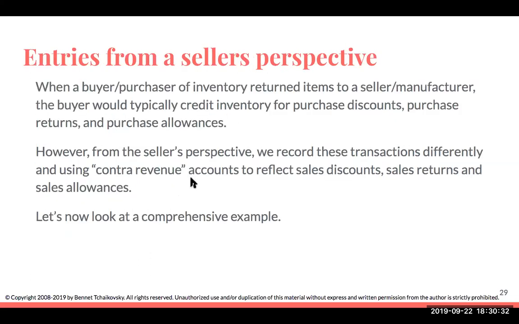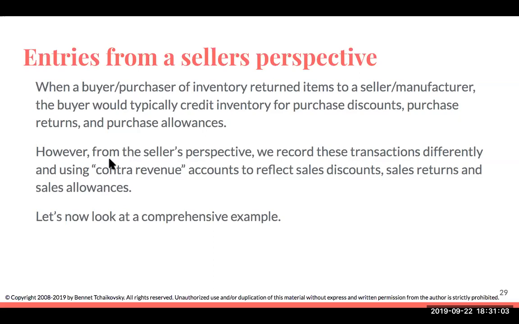So we're going to be dealing with entries from a seller's perspective, and we've already looked at a buyer or purchaser of inventory, when they returned items or received discounts or allowances. They would typically credit inventory for those purchase discounts, returns, and allowances. However, we're going to be doing things differently from the seller's perspective. When they record these items, we're going to be using contra revenue accounts.